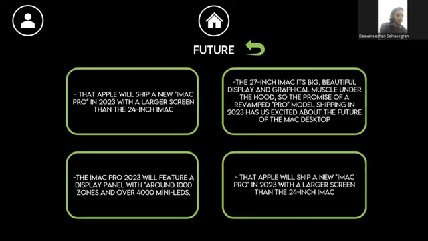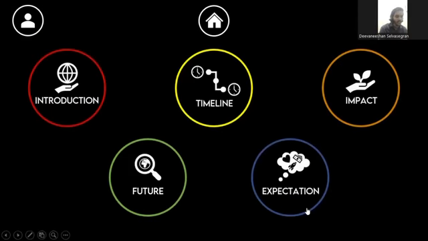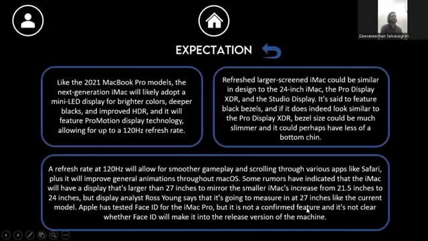The iMac Pro 2023 will feature a display panel around 120 Hz and over 4000 mini LEDs. And last but not least, expectations. Like the 2021 MacBook Pro model, the next generation iMac will likely adopt a mini LED display for brighter colors, deeper blacks, and improved HDR, and it would feature ProMotion display technology, allowing for up to a 120 Hz refresh rate.